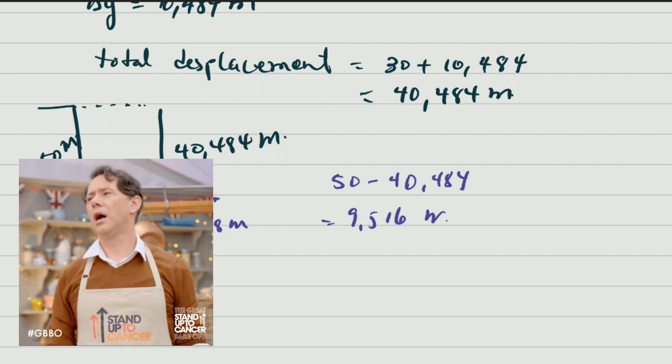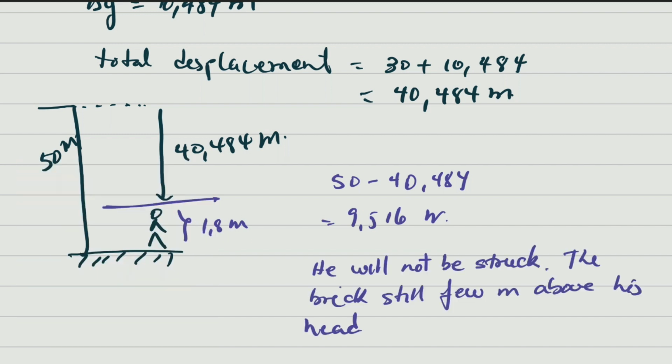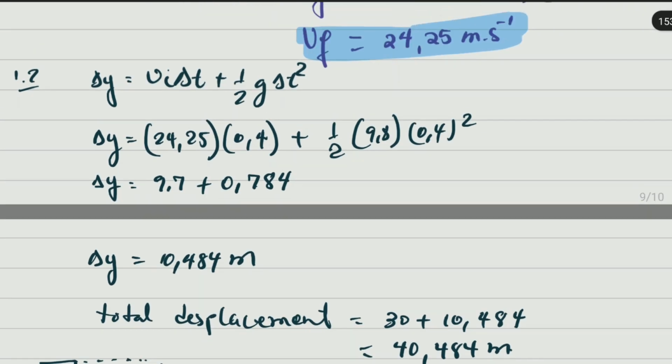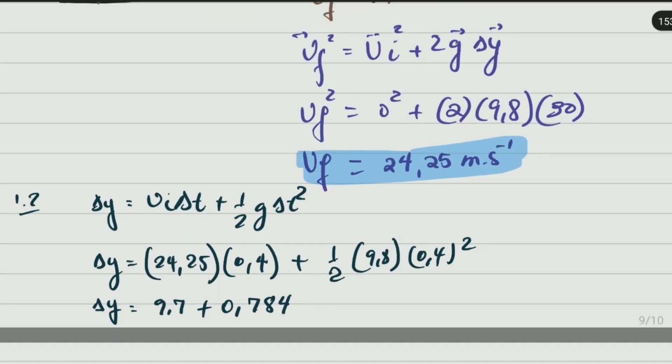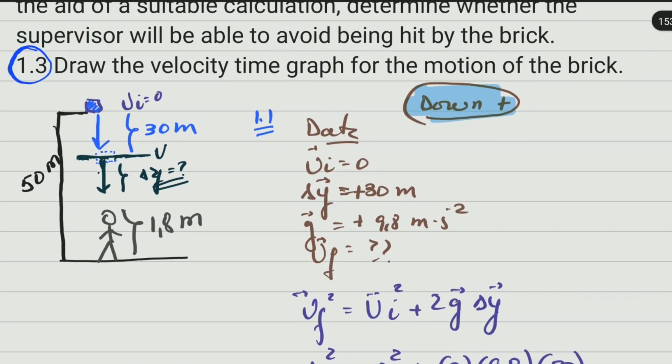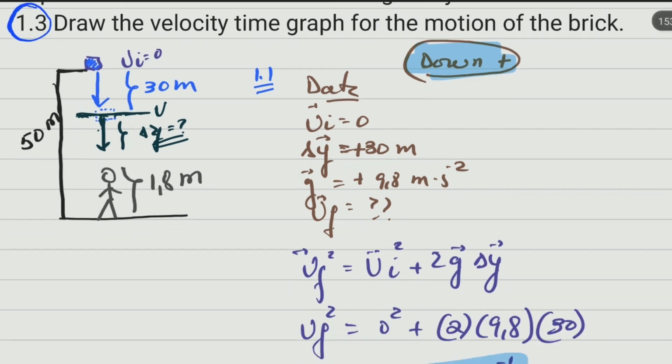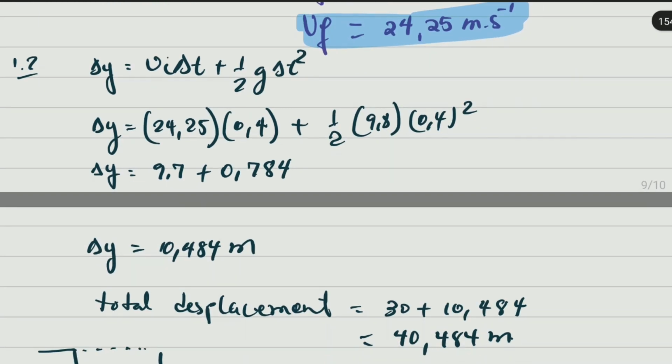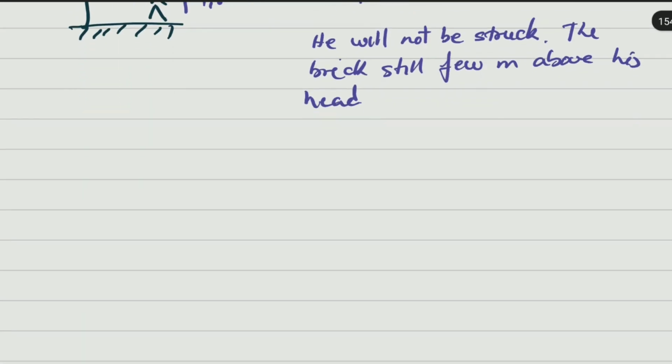We must write that one. So you say he will not be struck by the brick, still a few meters above his head. So this is the question. It's not that bad, it's a little bit tricky, but not that very bad. So let's do the final one, which is the graph. And remember, we are going to make videos just on graphs, but let's look at this one because it's not that bad, and we already learned graphs in previous grades.